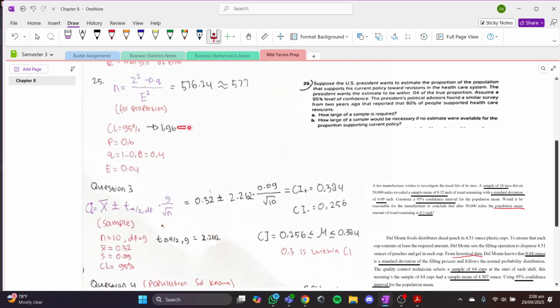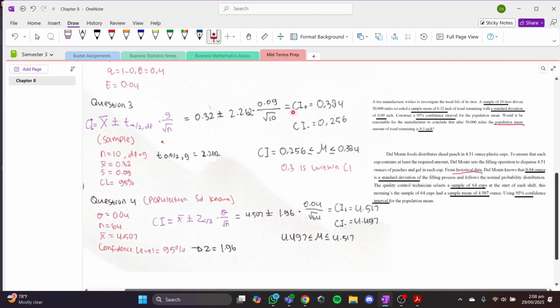So this is basically from the last question. P is from here, 60% is 0.6, Q is from here, and E is from here, 0.04. So just put it into the formula and you will get the answer of 577. So a sample of 577 is required to have a 95% confidence level with a margin of error of 0.04. For the B, I don't know why it was not done in the example, so I will not do it.